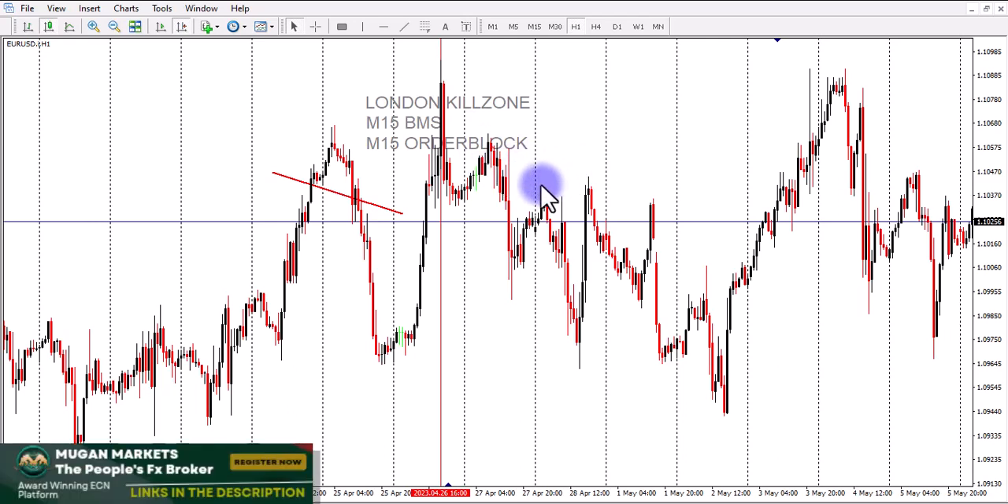So let's explain the strategy. All right, so we come here, guys. What do you see here? You see a break of what? A break of structure. You see a break of what? A break of structure, right?